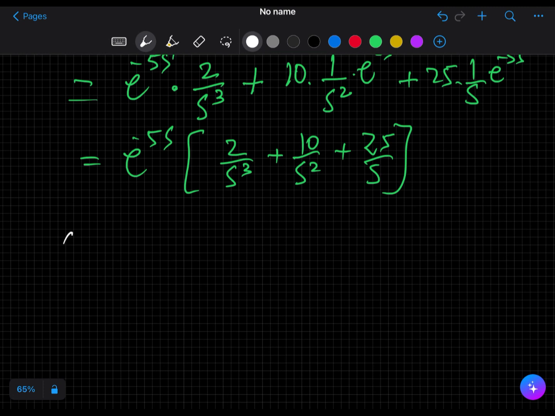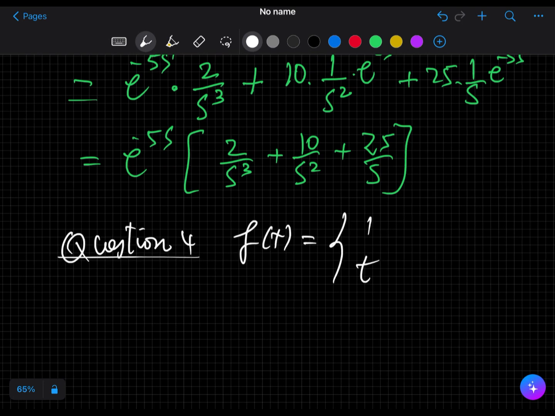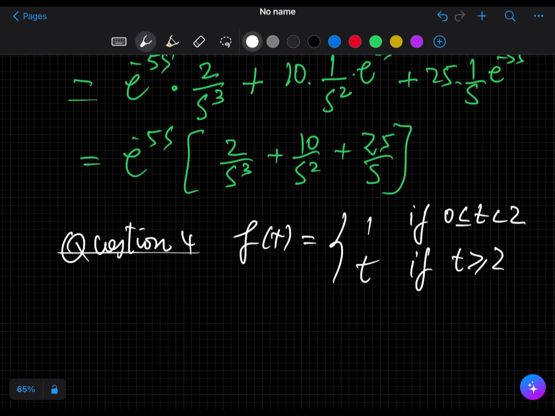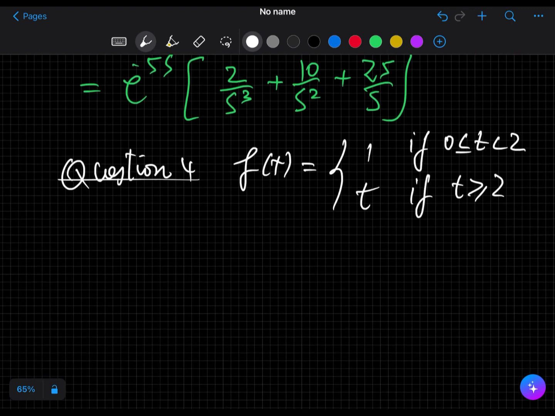Now, if we have a look at question 4, you have f of t given as 1 if 0 is less than t less than 2, and t if t is superior or equal to 2. So we need first to express this as a unit step function. And as I explained before, the best thing to do is to rewrite f of t as a unit step function.